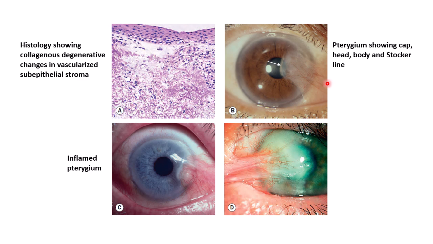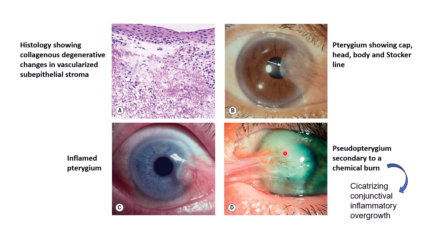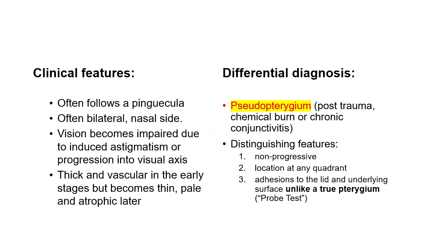You must know that. This one's an inflamed pterygium, and this is pseudopterygium secondary to a chemical burn, right? What happens here is that this is cicatricial conjunctival inflammatory overgrowth. Whereas here there is no inflammation, it is just granulation tissue covered by conjunctiva that is encroaching the cornea.